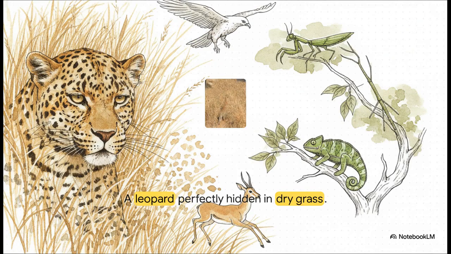But wait, changing body color for protection isn't just a defensive trick for tiny insects hiding from birds. Oh no, it is a crucial survival tool used by apex predators too. Imagine a leopard hidden right in the middle of dry golden grass. Its spotted coat completely breaks up its outline, allowing this massive, powerful hunter to basically become a ghost in its environment. Camouflage is just as critical for the hunter trying to ambush its prey as it is for the prey trying to avoid becoming lunch.